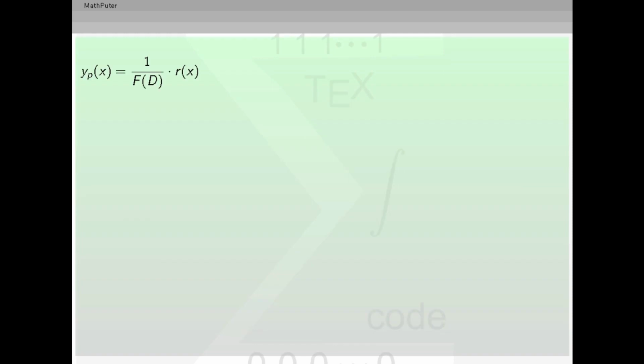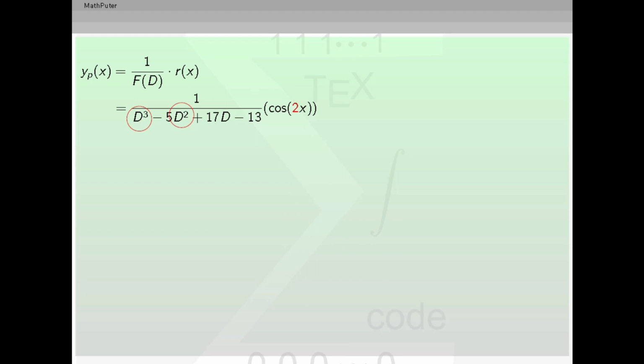This is yp(x) equal to 1 upon f(D) into r(x). f(D) is D cube minus 5D square plus 17D minus 13, and the right hand side is cos 2x. Now I am interested in this 2. In the last example I was interested in this one, right? Here we have this 2. Then how many terms contain D square? This is the first term, minus 5D square, where we have D square, and this D cube also contains D square.